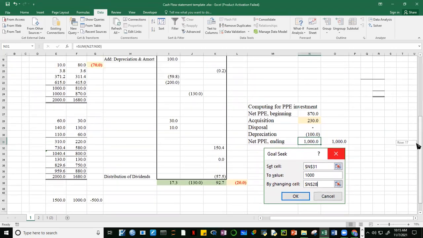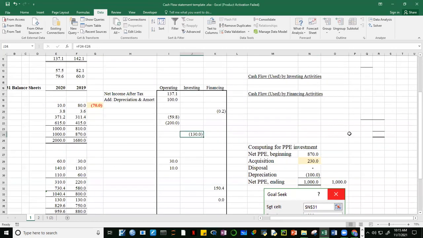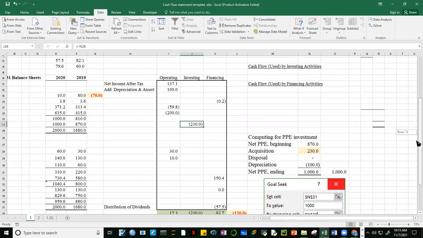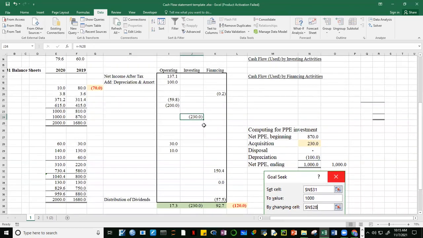So we can now adjust this. This will be equal to, and I'll put a negative here, and then just link it to the acquisition here. It should be 230, which means that the company acquired a PPE worth 230 and not the one a while ago, which was 130.